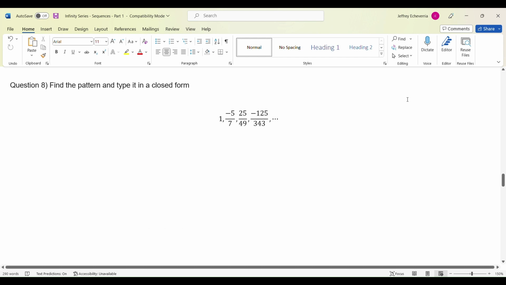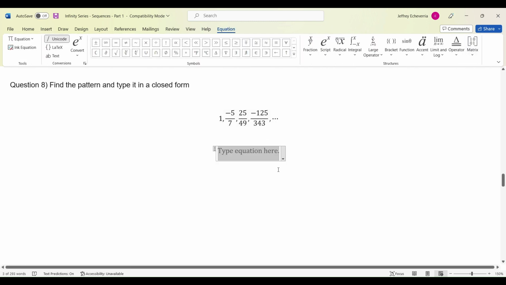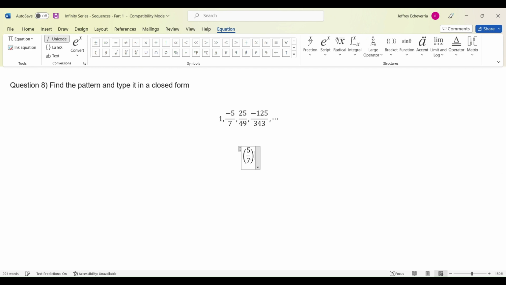Hello. For question number 8, find a pattern and type it in a closed form. So let us write that there. We're going to write (5/7)^0, which is the same as 1. We are going to write negative (5/7) to the first power. We're going to write (5/7) to the second power, and then we will write this as negative (5/7) to the third power. If you notice, it is alternating between the negative ones, and the ratio is 5/7.